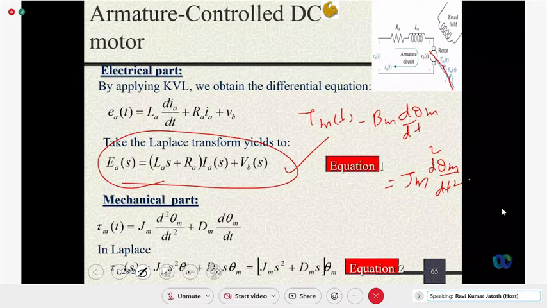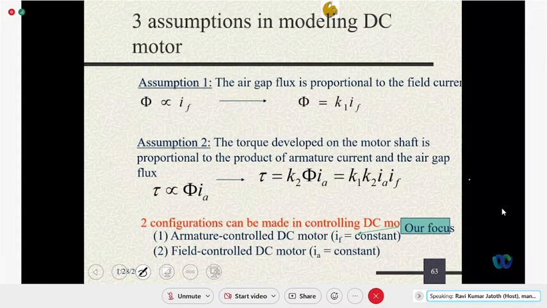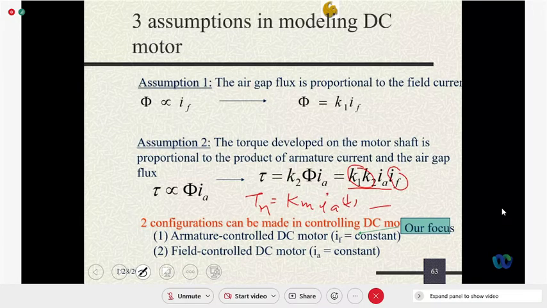All right. Here we make some assumptions. So tau is K1, K2, IA, IF. Assuming K1, K2 constant, IF is also constant because this is a permanent magnet. So tau M is equal to KM IA. Is this all right? Okay, so this is one relationship.